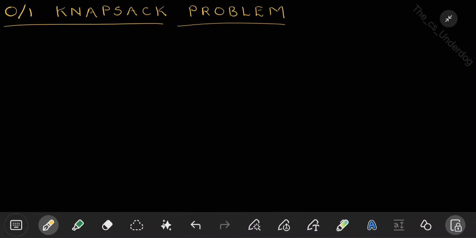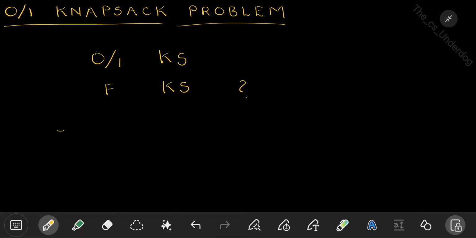01 knapsack problem. The 01 knapsack problem is a classic optimization problem in computer science. This is a variation of the fractional knapsack problem that we had seen when we were learning about greedy algorithms. What did we do in fractional knapsack?